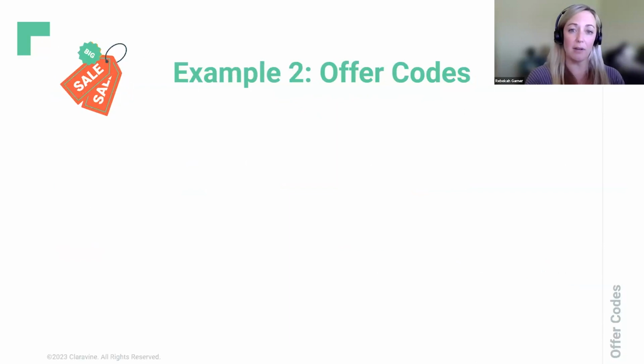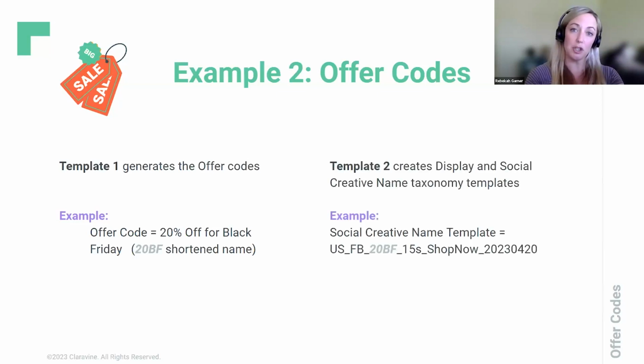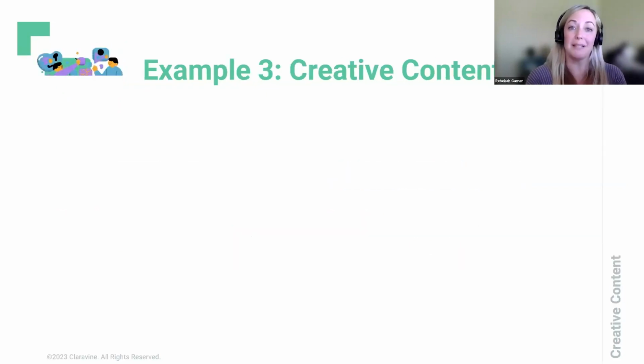Another idea is offer codes. We have a team that is specifically generating offer codes depending on the sales event, the quarter, the holiday, etc. And it has information about what year and what was the start and end date and all of that good information. Template 2 are the actual display and social teams, where they're making a creative name using a taxonomy template, and they choose from that dropdown of the appropriate offer codes. Pretty simple and easy, but we have the two separate teams that know bits of information about one, and the other team that doesn't know all that information but needs it to tag along.